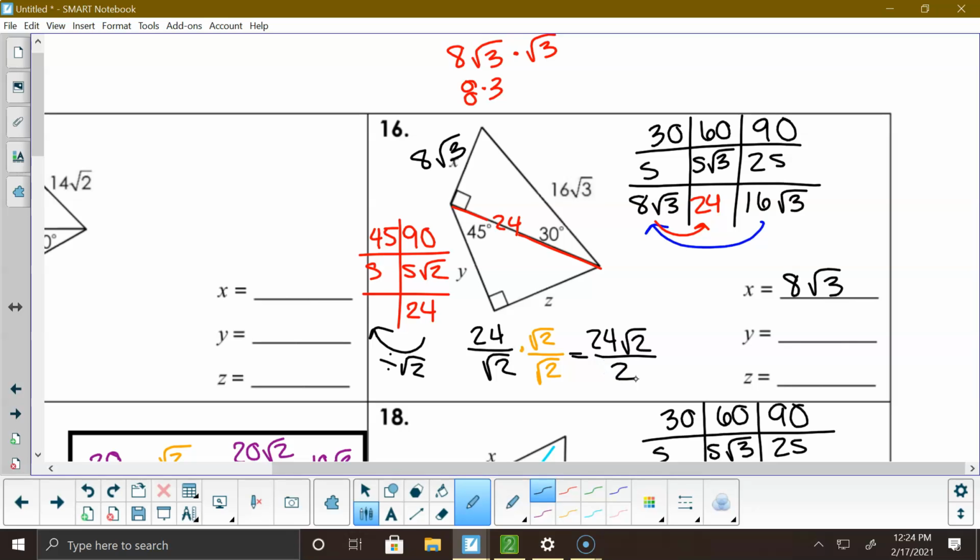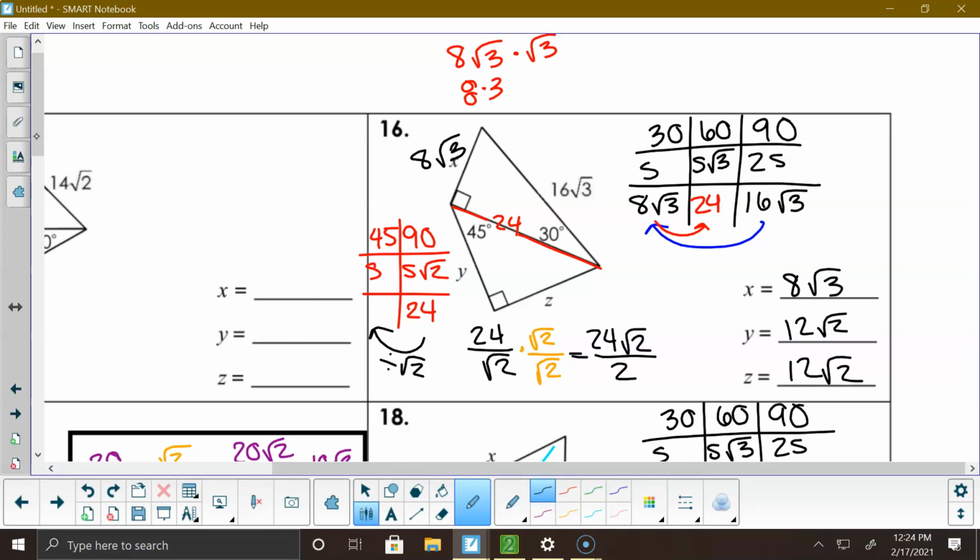What is 24 divided by 2? And y and z are the same thing. So they're both just 12 root 2 and 12 root 2. Better? Okay. Good deal?